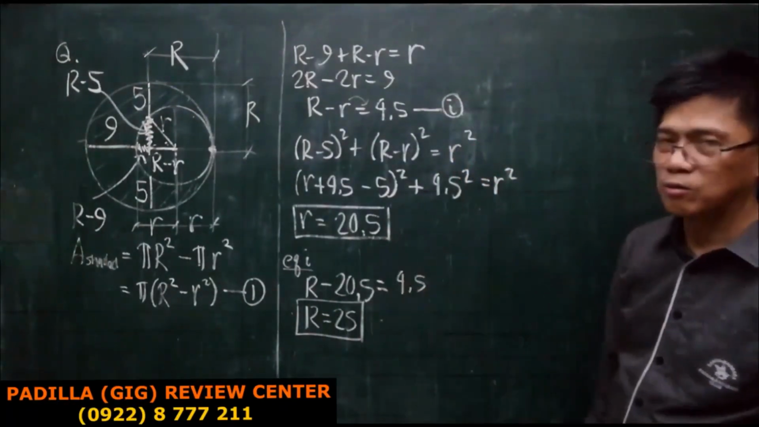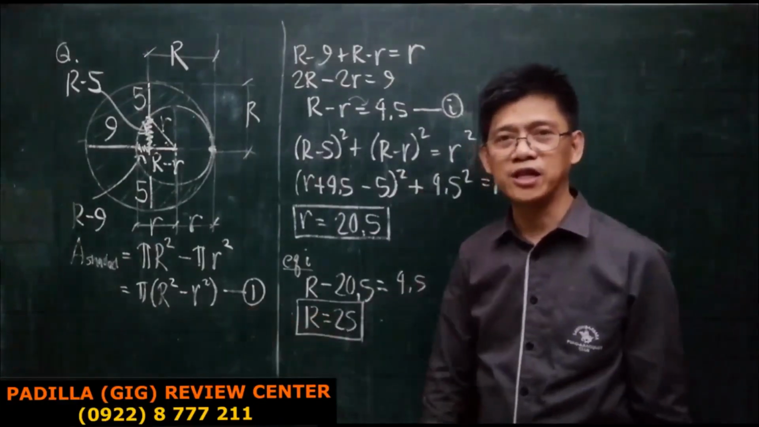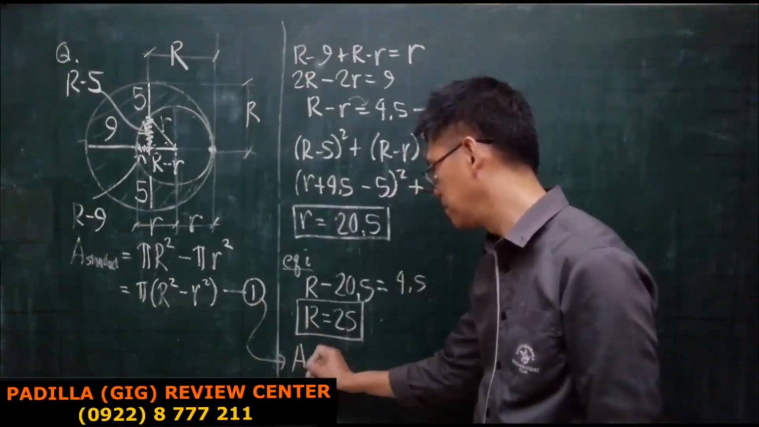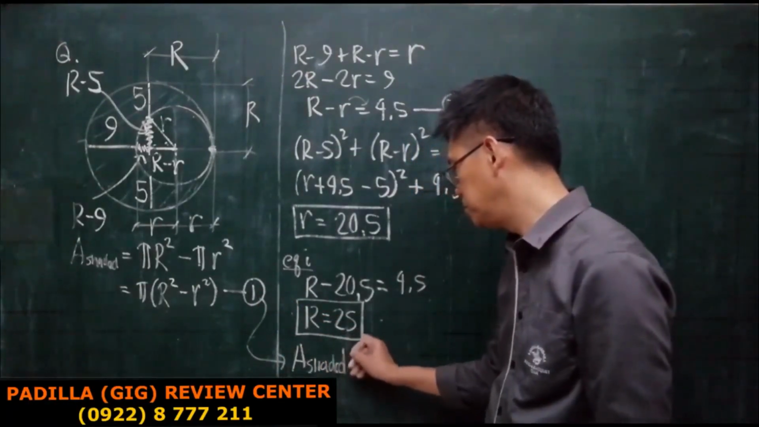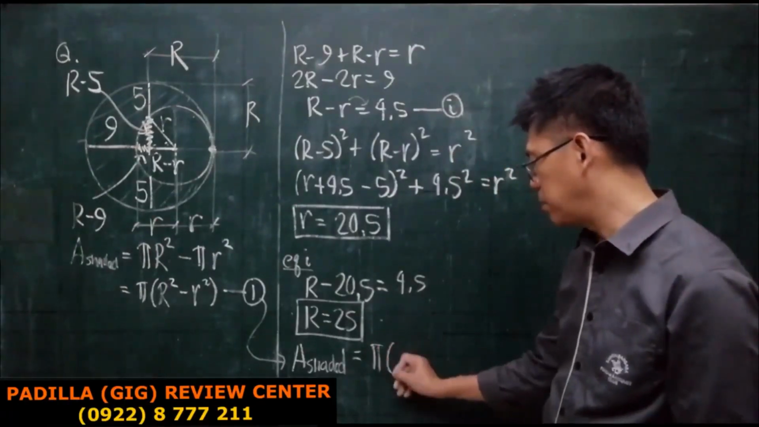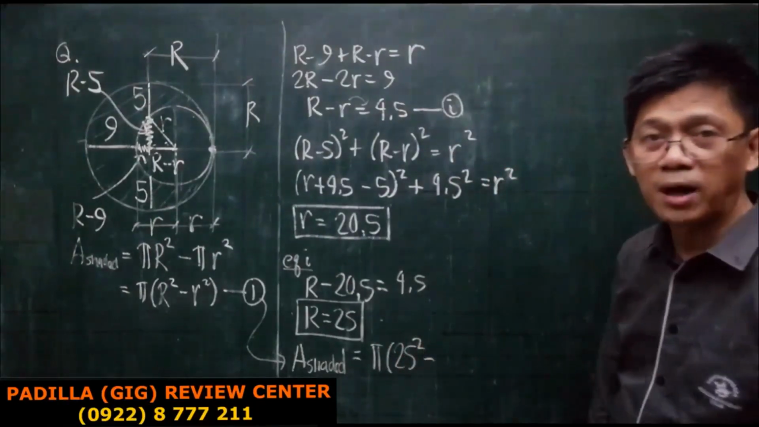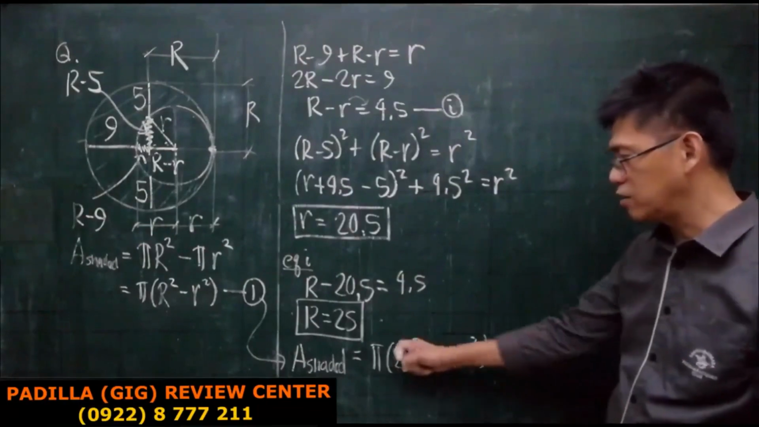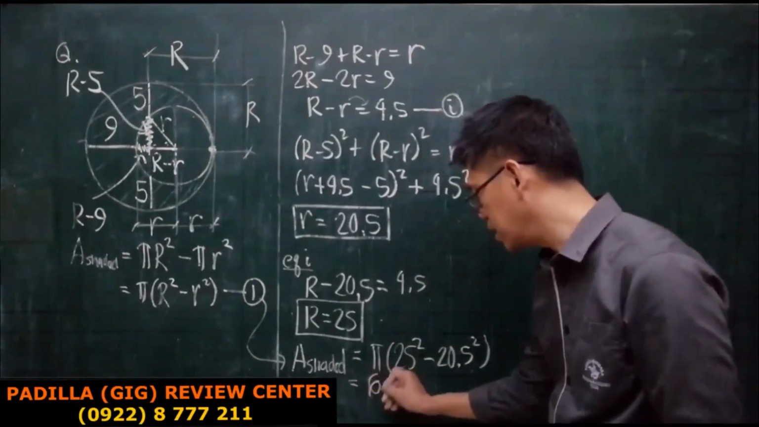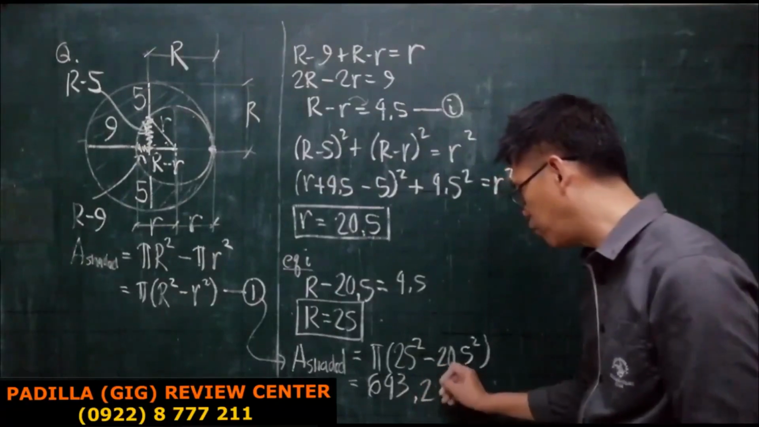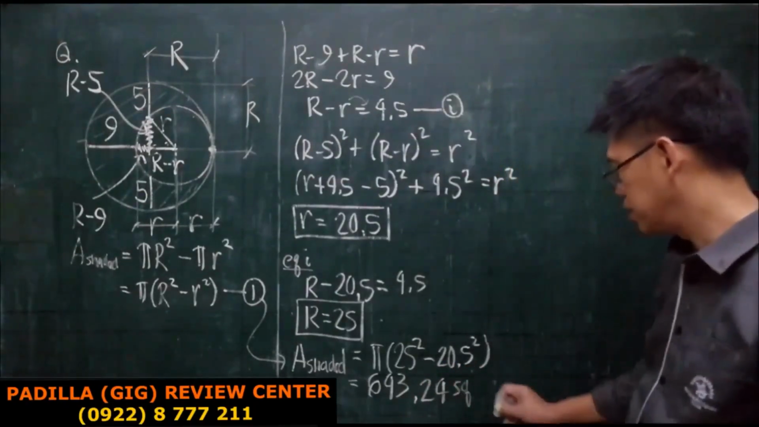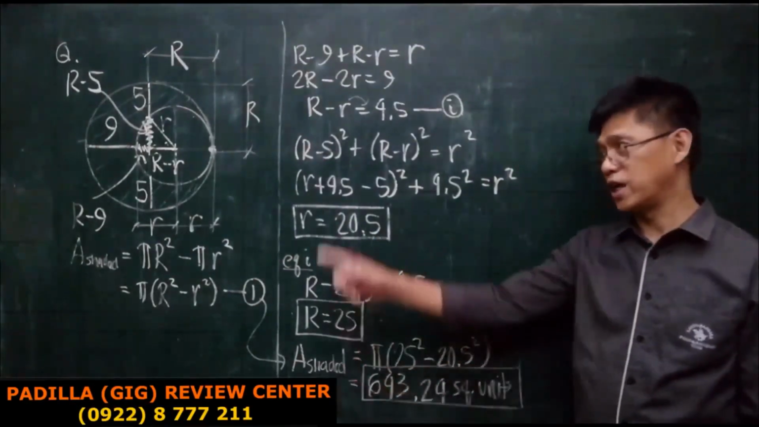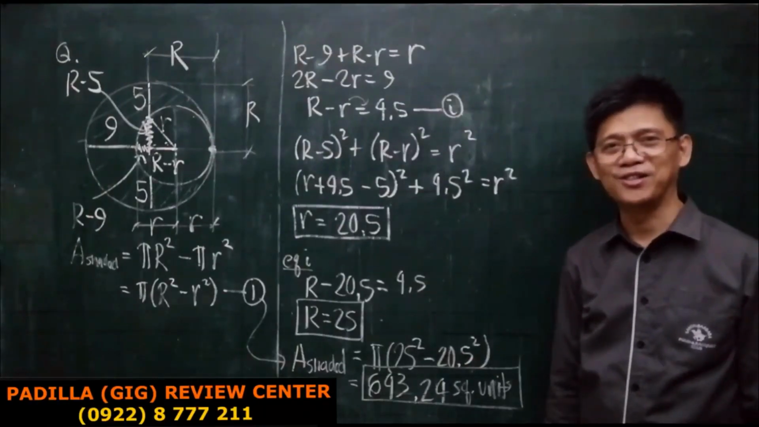Knowing R and small r, we'll be able to solve the area of the shaded region. So the area of the shaded region is going to be equal to pi times (big R, 25 squared, minus small r, that is 20.5 squared). You calculate this, and you'll get 643.24 square units. This is the area between the two circles, which I illustrated by the shaded region.